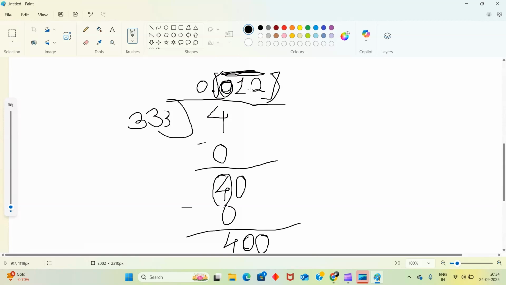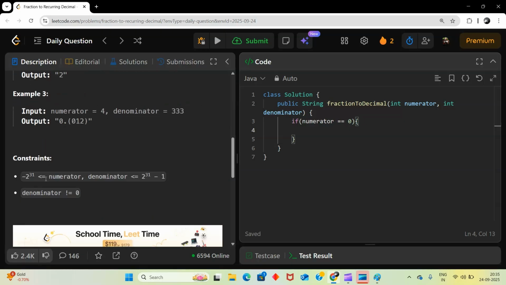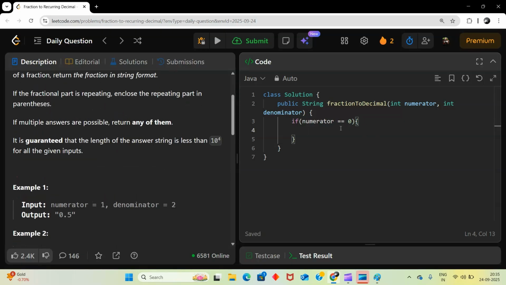So we are going to use the same approach in coding. Let's start coding. Same, we will use the dividend, divisor, and a while loop. First, let's start with the numerator. If my numerator is 0, it is possible, so we'll directly return 0.